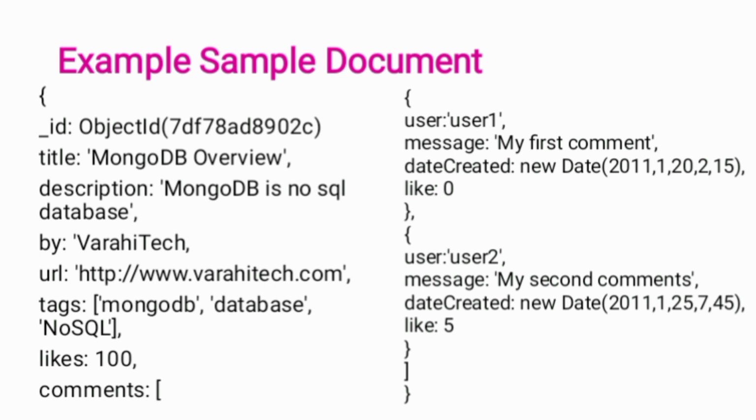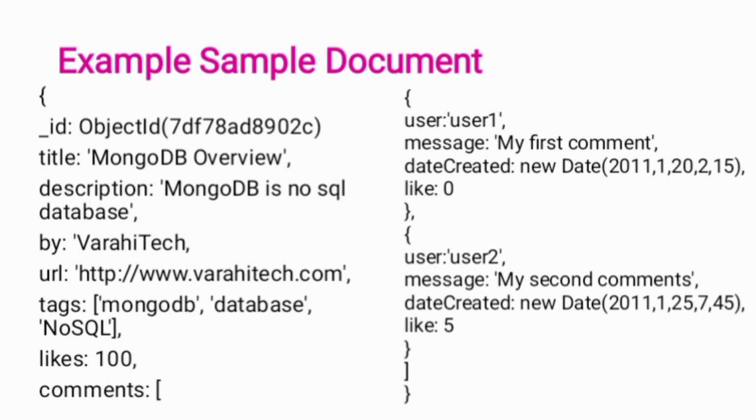Next we have URL. The URL associated with the document that is www.varahitech.com. Next we have tags. It is an array of tags related to the document which includes MongoDB, database and NoSQL. Next we have likes. The number of likes the document has received which is 100. Next we have comments. An array of comment objects. Each comment object has some fields. They are user, message, date created, like.